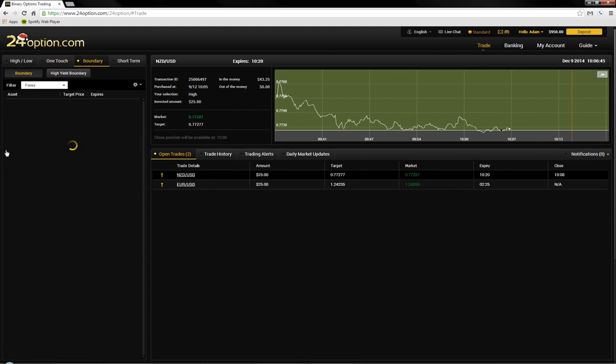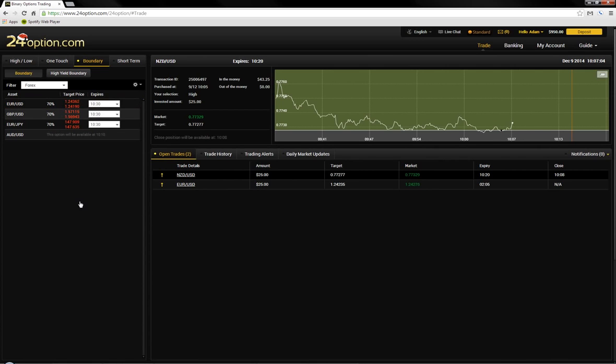They also offer boundaries, which I used to play with a lot. I loved them. But basically what a boundary is, you're saying that price is going to close in between these two numbers here. So it's changing constantly. But price will close by 10:30, which is in 24 minutes, in between these two price levels.